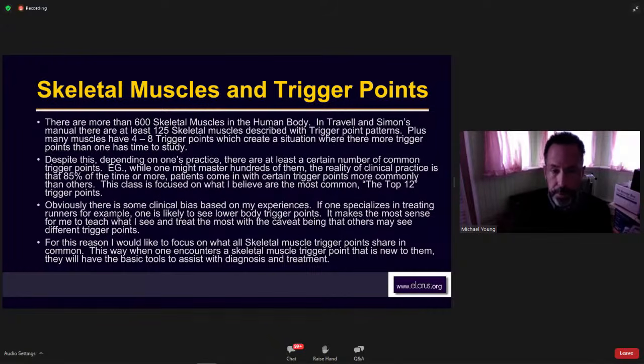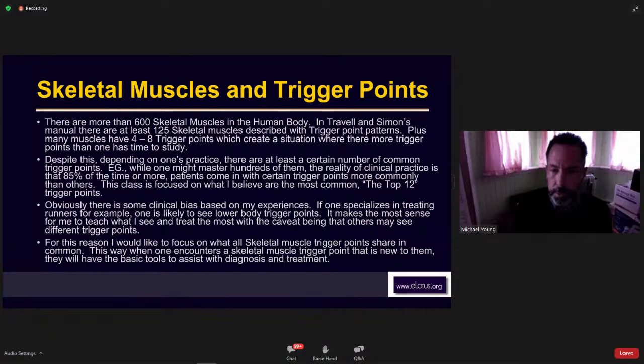There are more than 600 skeletal muscles in the human body. In Travell and Simons' manual, there are at least 125 skeletal muscles, I think it's 126, something like that, and they have trigger point patterns. Some muscles have 4 to 8 trigger points, some muscles only have 1, some have 2. But in the end, it creates a situation where there are more trigger points than you have time to study. Again, it's not practical to study something that you see once a decade. Despite this, depending on one's practice, there's at least a certain number of common trigger points.